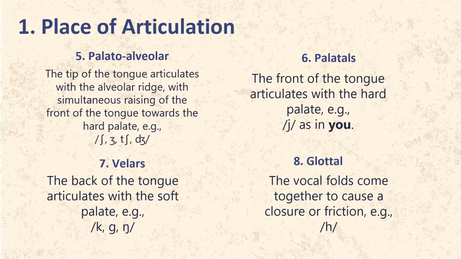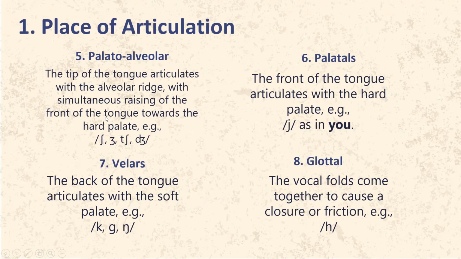Then we will have the palatoalveolar. When we say palatoalveolar, we have something called the palate. We have two palates in the mouth: the hard palate and the soft palate. Right now, we'll take the hard palate. The palate is behind the alveolar ridge, the upper part of the mouth, like a hollow dome, right above the tongue. The tip of the tongue articulates with the alveolar ridge, with a simultaneous rising of the front of the tongue towards the hard palate.